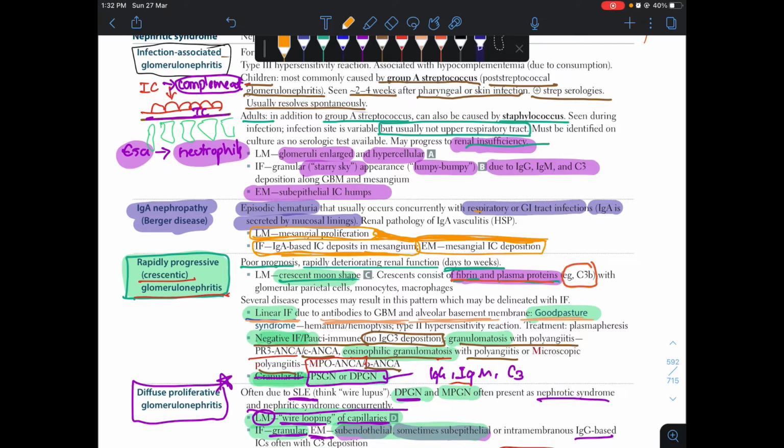That is, when we get respiratory tract infection or GI tract infection, IgA will be secreted from the mucosal lining. This IgA gets deposited in the mesangial cells. When this happens, this leads to episodic hematuria. And when infection resolves, bleeding will also be stopped. And on light microscopy, we find the mesangial proliferation, and on immunofluorescence, we find the IgA based immune complex deposition, and on electron microscopy, we find the mesangial IC, that is immune complex deposition.